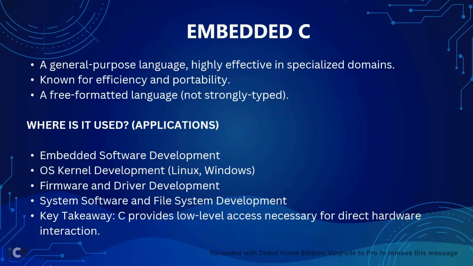This is about embedded C, a general purpose language highly effective in specialized domains. Known for efficiency and portability, a free formatted language, not strongly typed. Where is it used? Its applications include embedded software development, OS kernel development, Linux, Windows, then firmware and driver development, system software and file system development. Key takeaway: C provides low-level access necessary for direct hardware interaction.